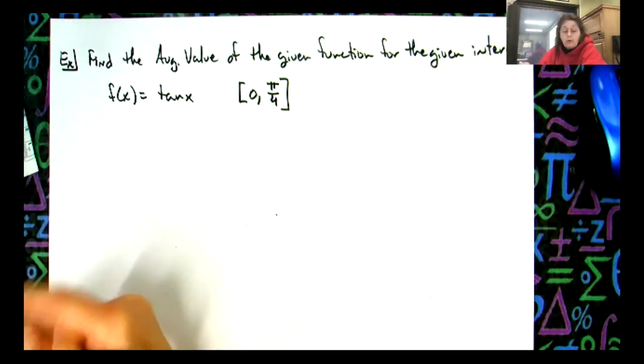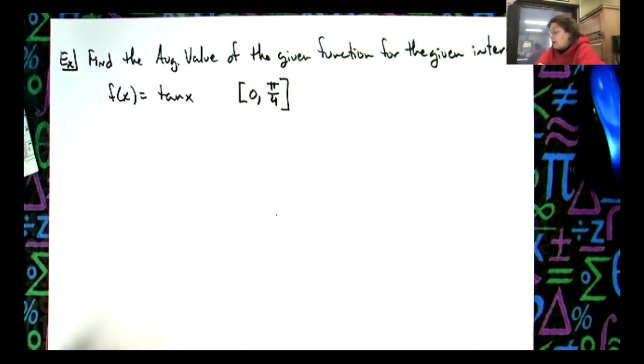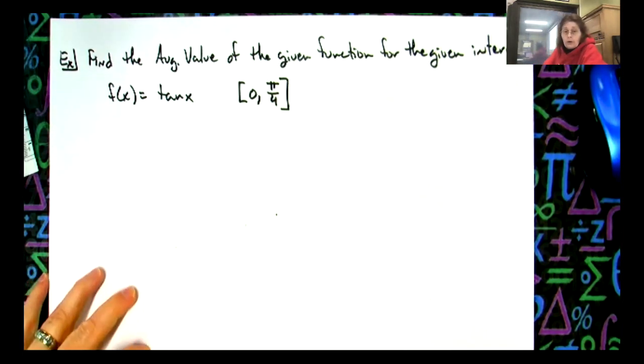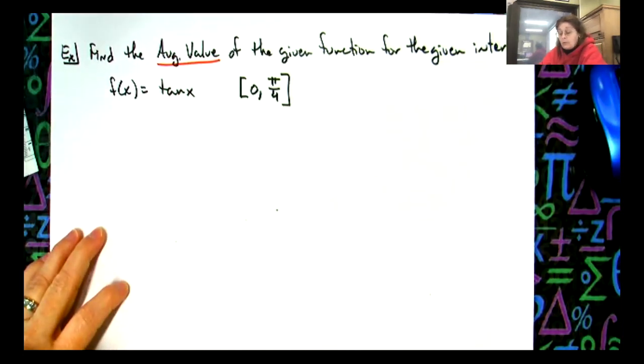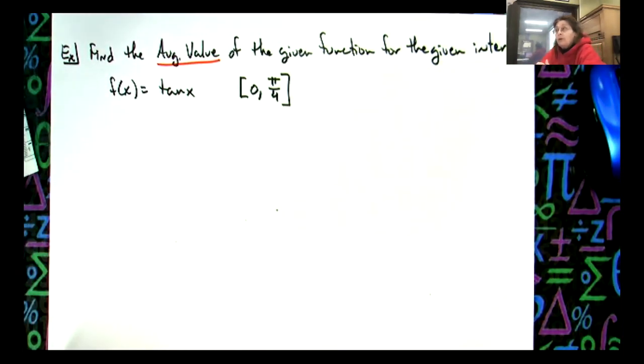So I'm going to go ahead and do this whole thing in red. So there's the question. We'll do the answer in red. All right, so average value. Okay, do we remember the formula? What do I put in front of the integral for average value? I'm going to wait for someone to answer me.